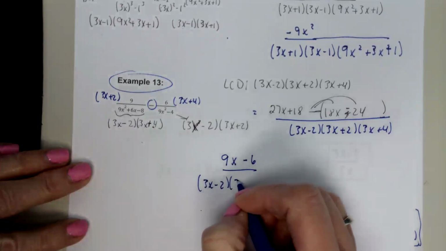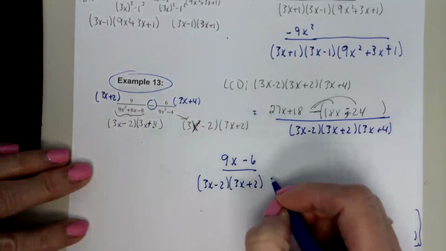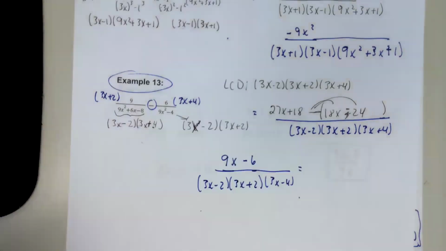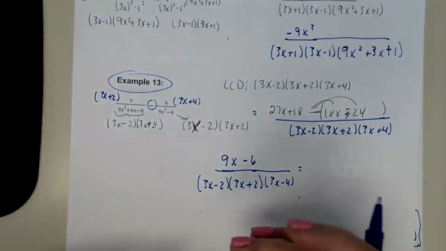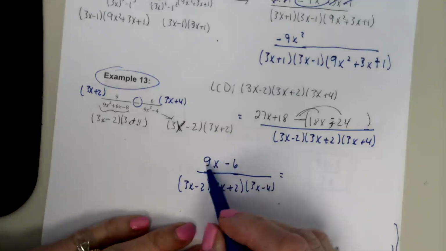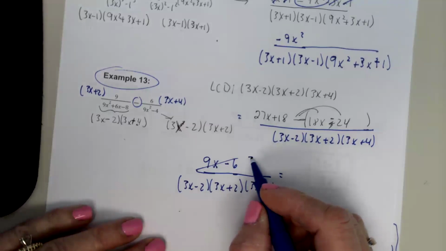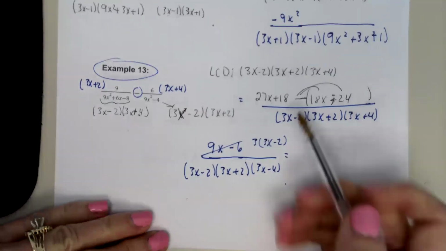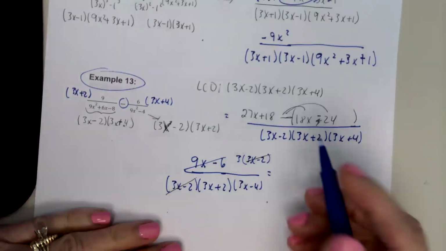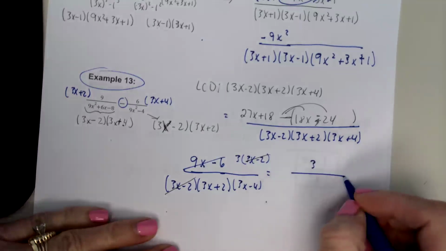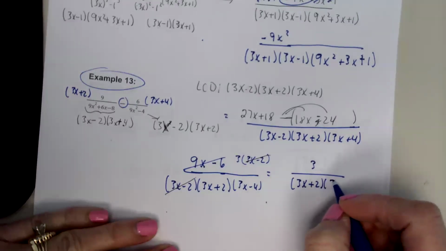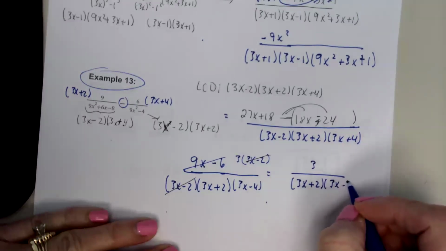3x minus 2, 3x plus 2, 3x minus 4. And we always look to see if we can reduce. Let's see if we can factor a 3 out of here. We have a 3x minus 2, so that means that factor cancels, which is something different. So we're actually left with 3 over 3x plus 2 times 3x plus 4. Sorry, plus 4.